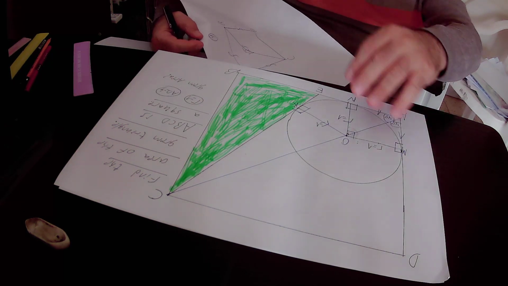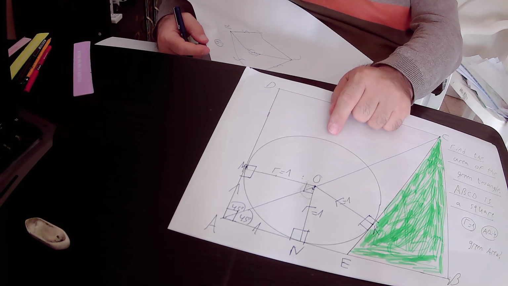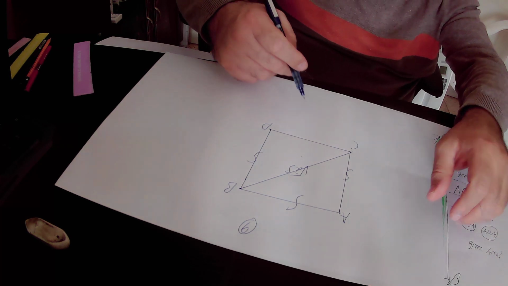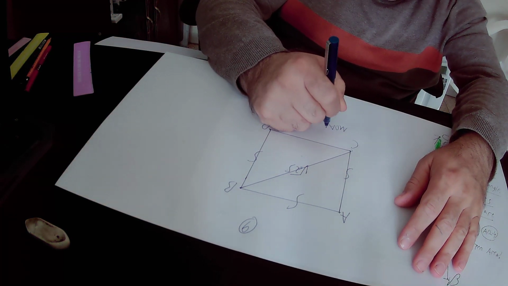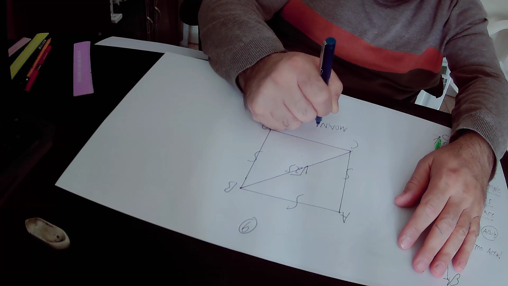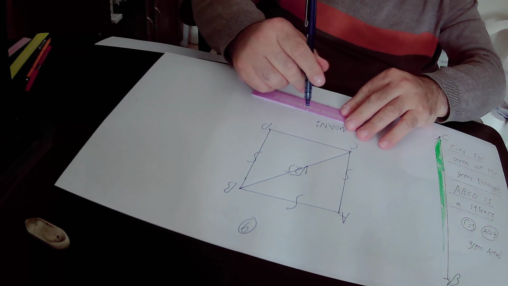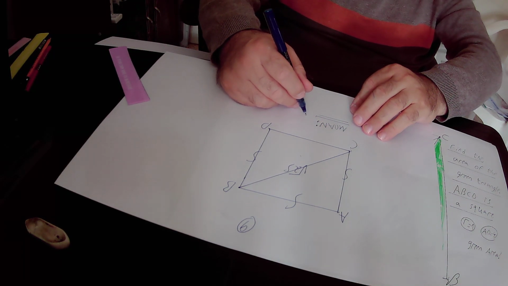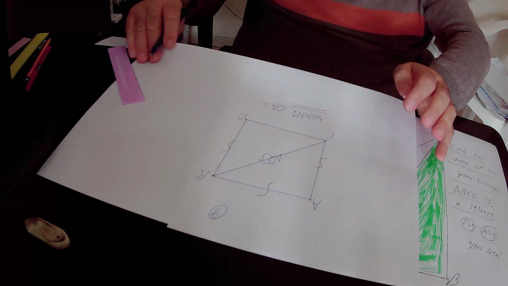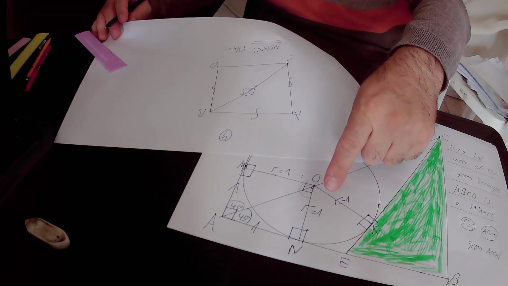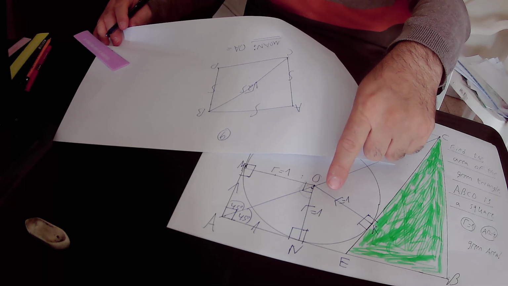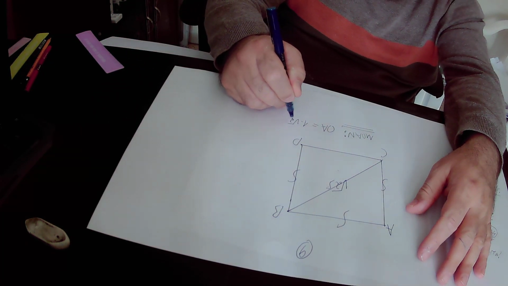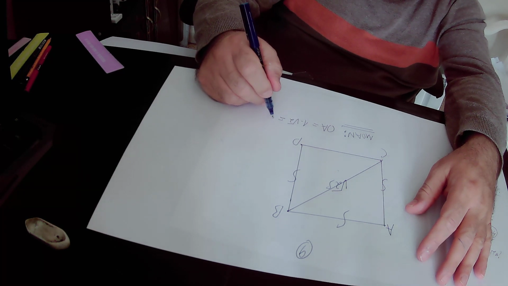So, first of all, we'll calculate the length of diagonal OA. In square MOAN, the length of diagonal OA will be equal to the length of the square sides, and the length of one side of square MOAN is 1, times square root of 2. This is true according to rule number 7. 1 times square root of 2 equals square root of 2 units.